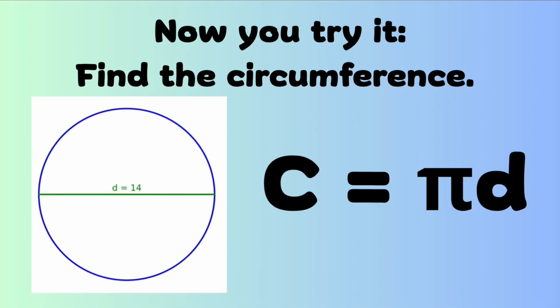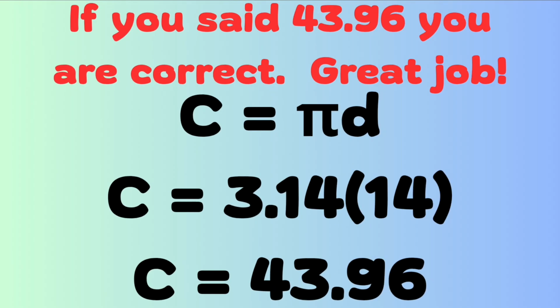Now you try it. Find the circumference. The diameter is 14. If you said 43.96, you are correct. Great job. All you have to do for this one is multiply the diameter, which was 14, times pi, 3.14.